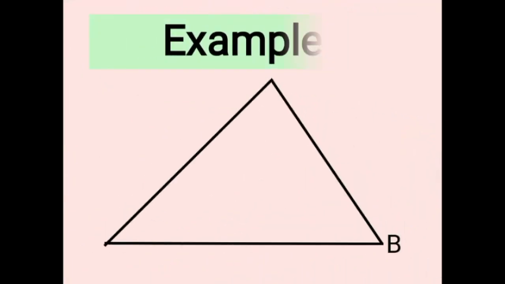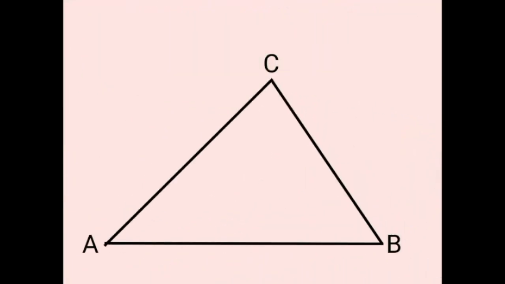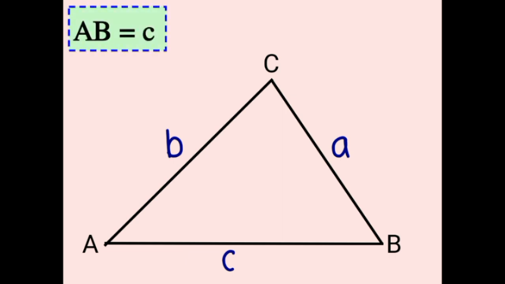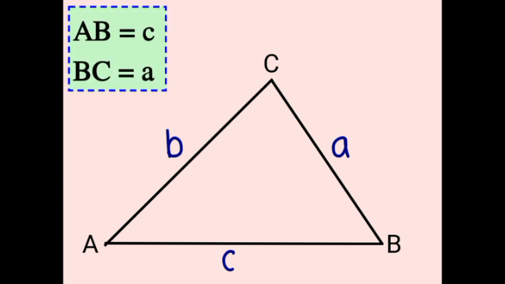The cosine rule can be used to work out missing sides or angles in triangles. For example, let's take this triangle labeled ABC. The lengths of the sides of this triangle are a, b and c. The length of the side AB is c, BC is a, and AC is b.